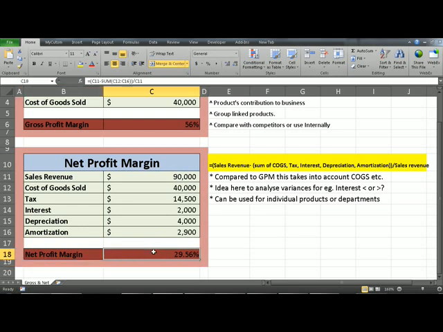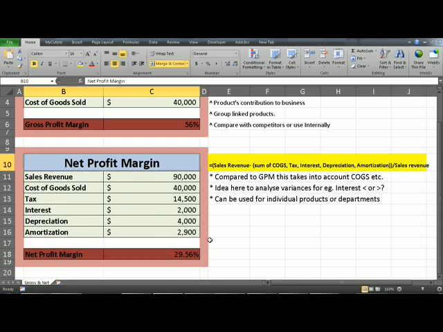In this particular case, we have a net profit margin of 29.56% after taking out all the costs. And again, the idea here is to analyze your different products or efficiency for different departments if you can.